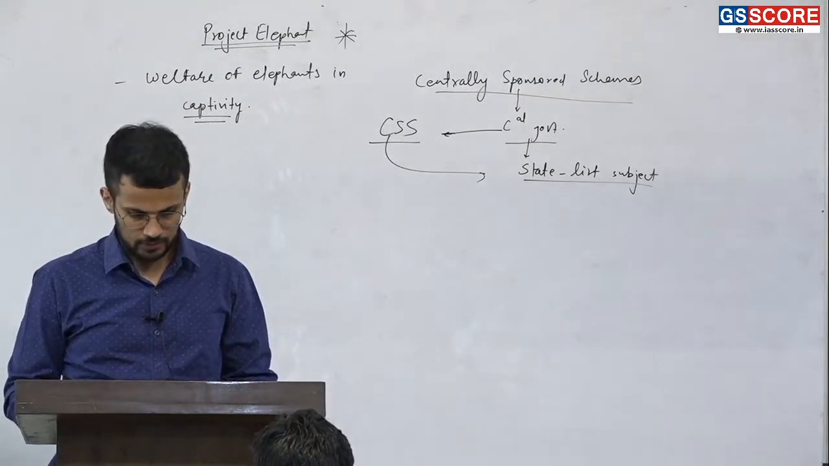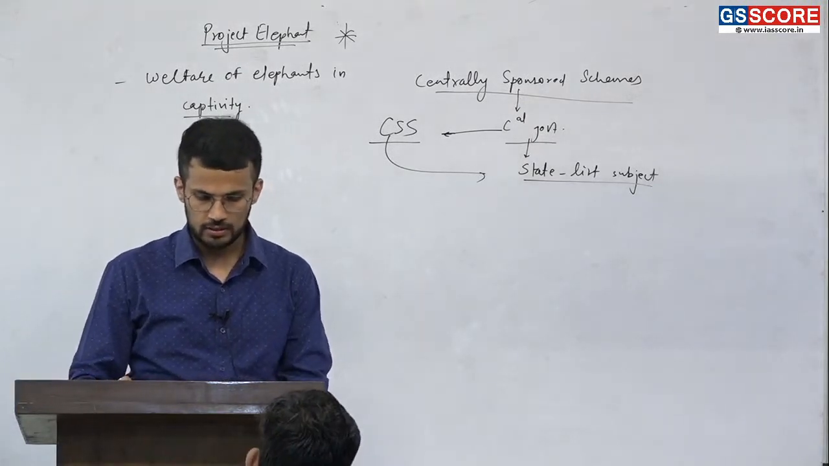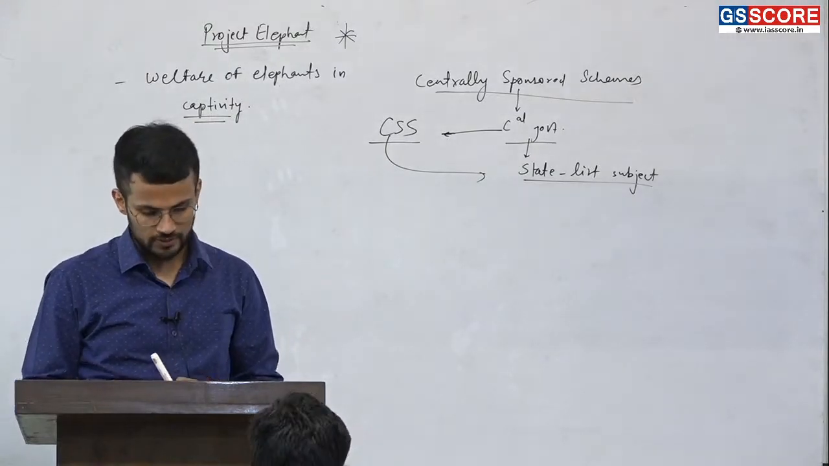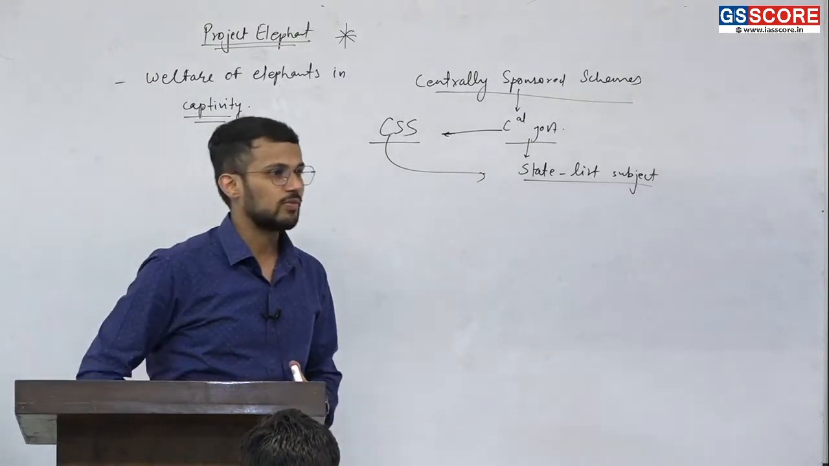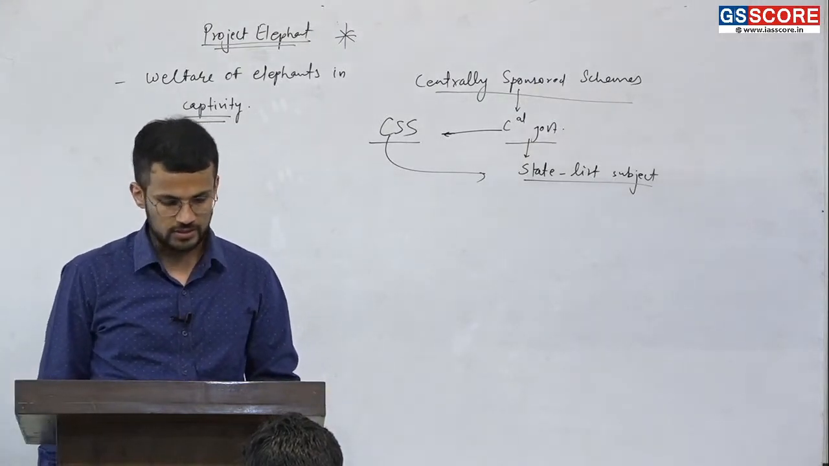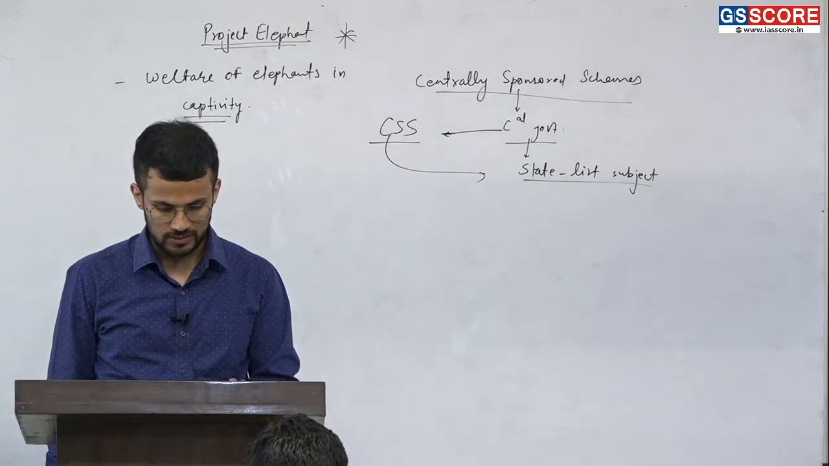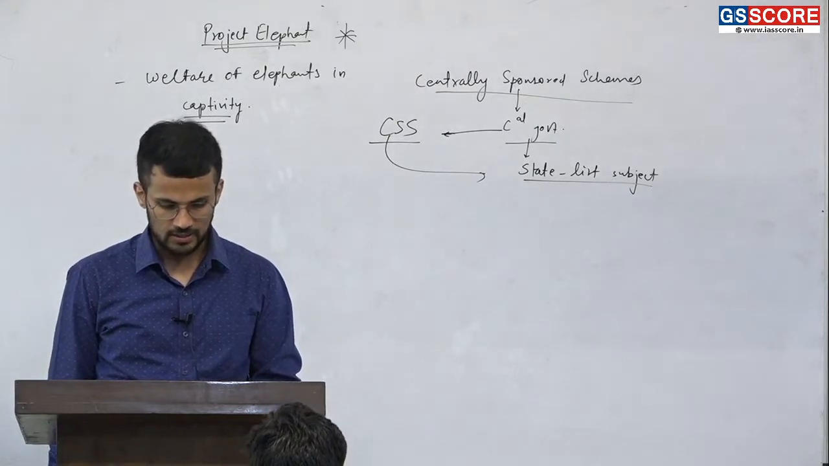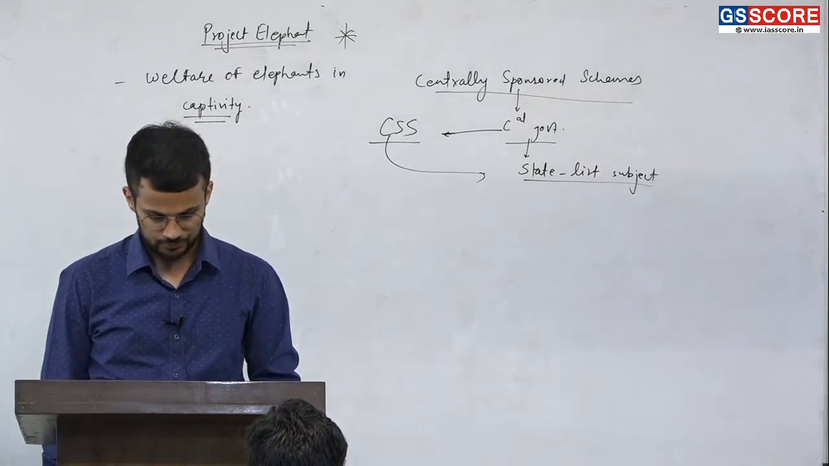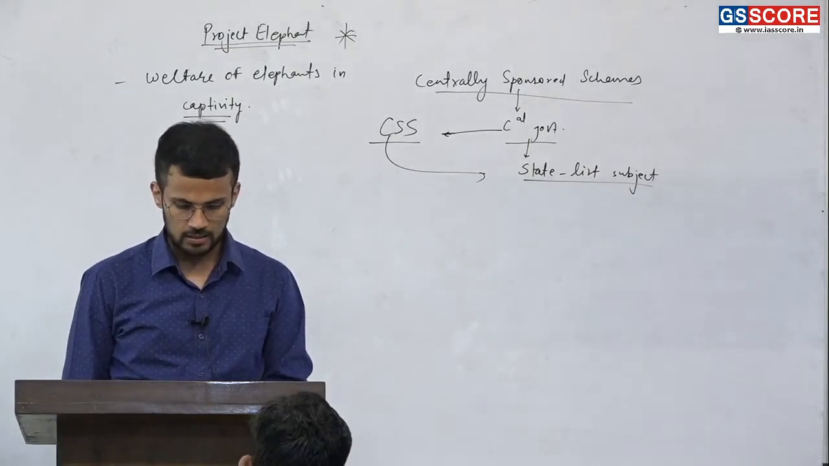So, how many elephants are there in India? As per the census of 2017, there are 27,312 elephants, and the highest number of elephants are there in the state of Karnataka. Karnataka, then Assam, and then Kerala.